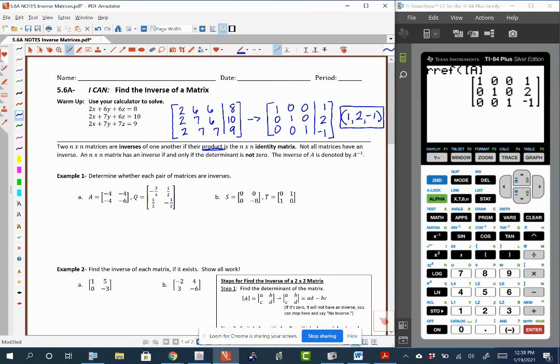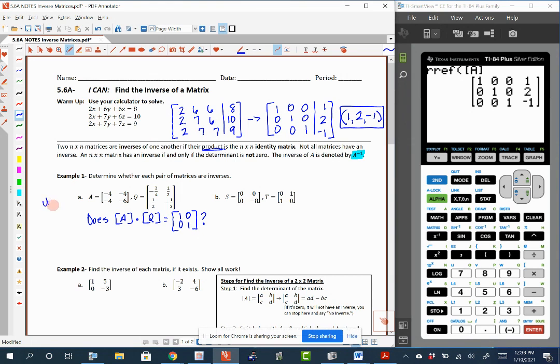And we have some notation, which we did learn last year, but quick reminder. If we have the inverse of a matrix A, we would denote that with A to the negative first power, which we would say the inverse of A. So let's look at example 1 and start using this idea of inverses. It says, determine whether each pair of matrices are inverses. So here's the question we're wondering: does the matrix A, when multiplied by the matrix Q, give us this identity matrix? So this is our question.